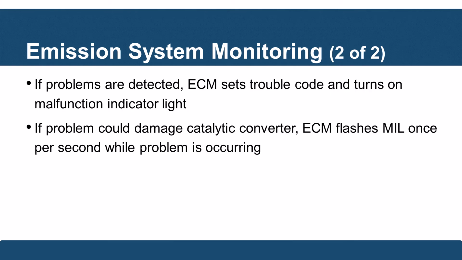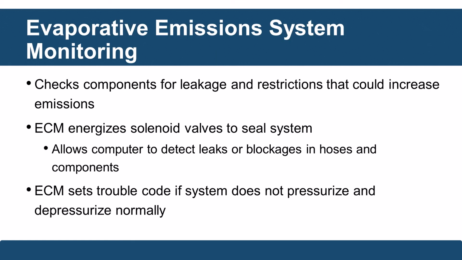If one of these monitors detects a problem, the engine control module sets a trouble code and then turns on a malfunction indicator light. Most of you are aware of this because you're probably familiar with the check engine light. The check engine light directly is an indicator of an emission failure of some sort. If the problem can damage the catalyst, the ECM flashes the MIL once per second. These are considered cat damaging codes.